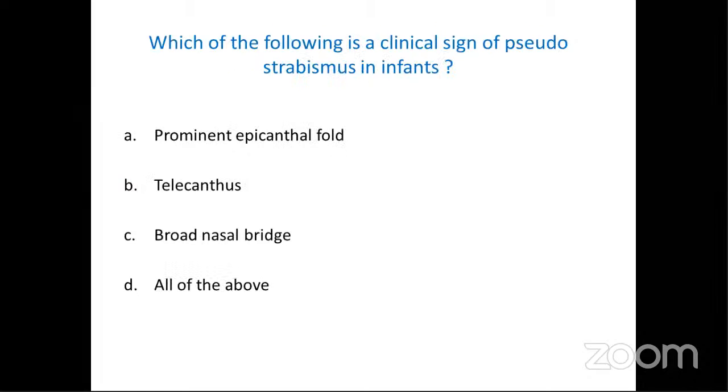Which of the following is a clinical sign of pseudostrabismus? You know, right? This is also an old question, I think. Prominent epicanthal fold, telecanthus, broad nasal bridge, or all of them? All of them. Telecanthus means the canthi are located very far from each other. The nasal bridge is broad. There will be a prominent epicanthal fold. All of these cause pseudoesotropia. So, all of the above.